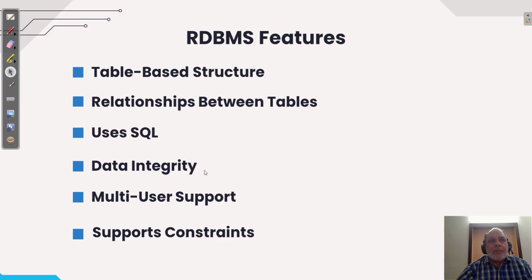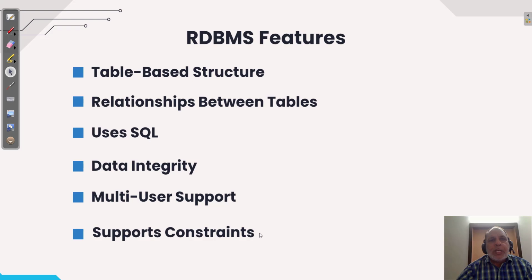Data integrity we have discussed in detail in the previous video. Data integrity is maintained through the RDBMS software. We have seen many different types of data integrity: entity integrity, referential integrity, domain integrity, and business or user-defined integrity. Then multiple user support: each database can support hundreds of thousands of users. So this is the RDBMS feature.